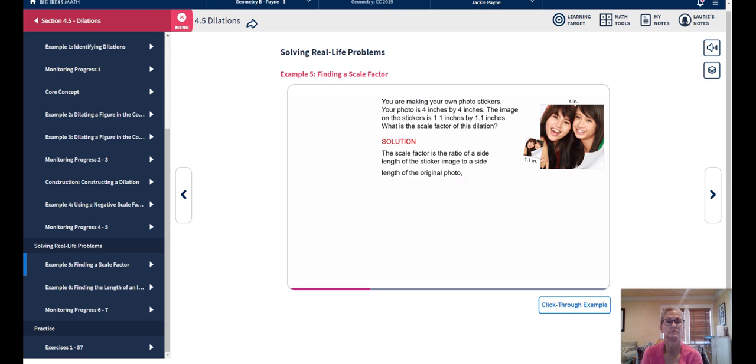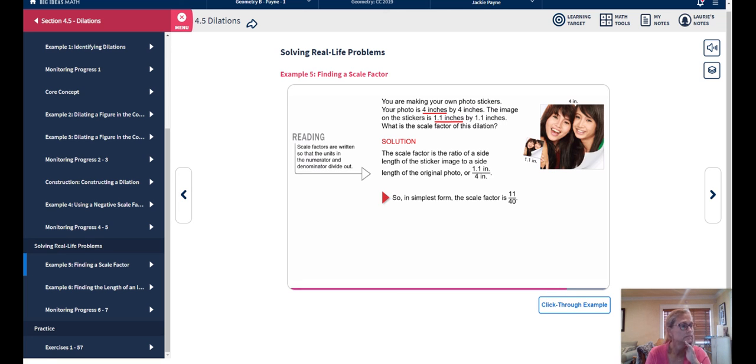Solution. The scale factor is the ratio of a side length of the sticker image to a side length of the original photo. A side length of the sticker image is 1 1/10 inches, and a side length of the original photo is 4 inches. So the ratio is 1 1/10 inches to 4 inches, or 1 1/10 inches divided by 4 inches. To write in simplest form, you can multiply the numerator by 10 and the denominator by 10. So in simplest form, the scale factor is 11/40. Notice scale factors are written so that the units in the numerator and denominator divide out.